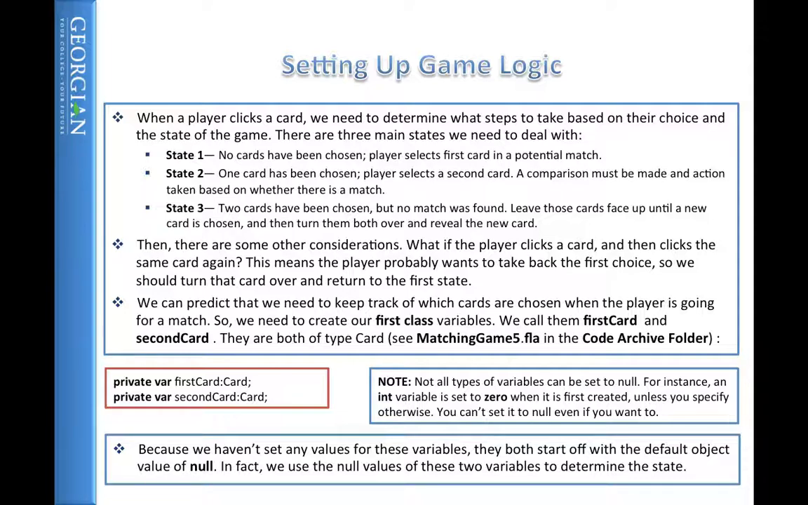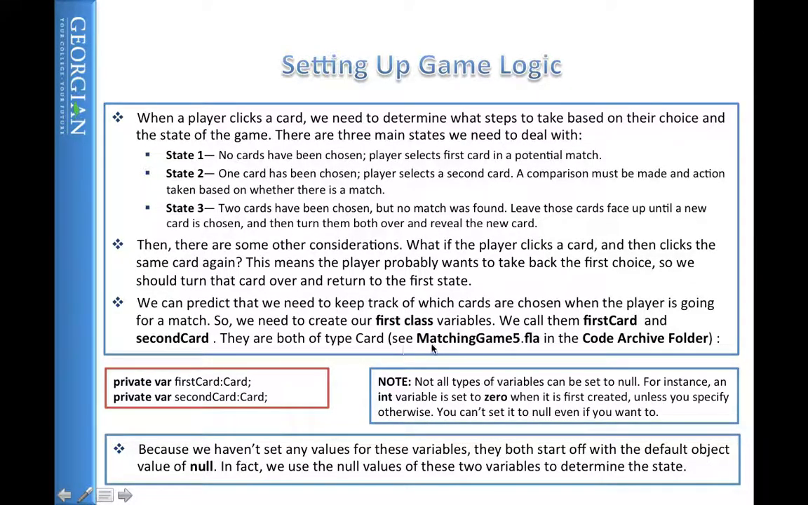State three: two cards have been chosen, but no match is found. Leave those cards face up until a new card is chosen, and then turn them both over again and reveal a new card. For now, that's okay. Then we have some other considerations. What if you have a match? Maybe you have to remove those two cards from the board. How do we do that?